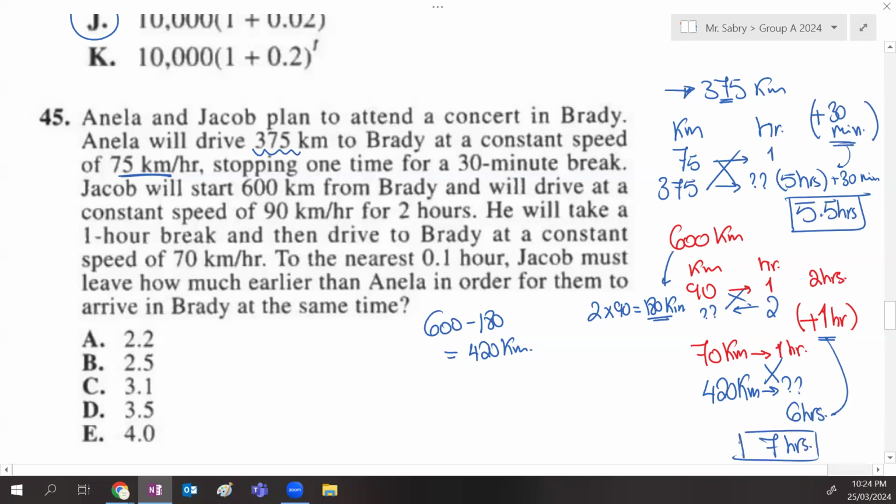So Jacob would take 7 hours while Anila would take 5.5 hours, which means for Jacob to arrive at the same time, he needs to move 2.5 hours earlier. 7 minus 5.5, there's a difference of 2.5 hours. So he needs to leave 2.5 hours before her. Does that make sense?